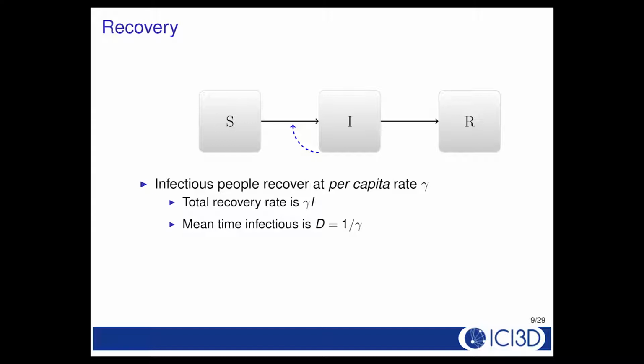And these quantities have units. Gamma is a pure rate. It has units of 1 over time. D is the duration of infectiousness. It has units of time.